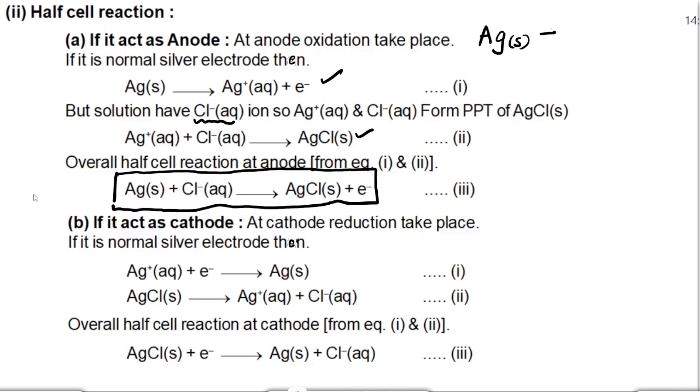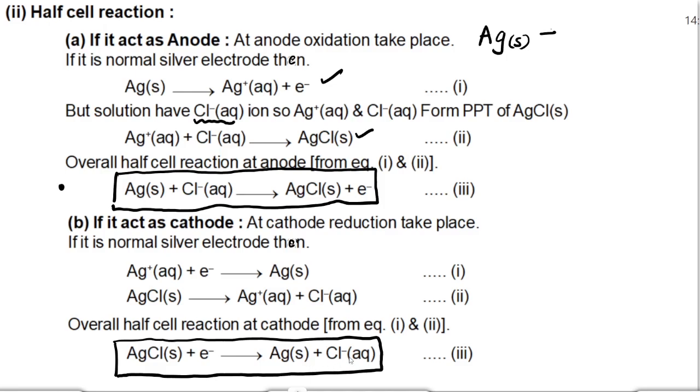This is the overall cell reaction if it acts as anode, and if it acts as cathode, then the reaction is reversed. That is, AgCl solid gains 1 electron to give Ag solid and Cl negative aqueous. Keep in mind these two reactions. And how do we write them?